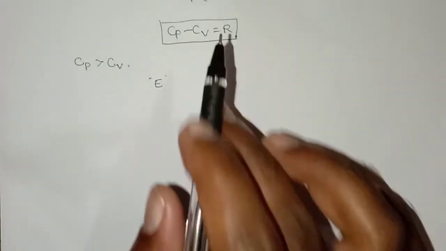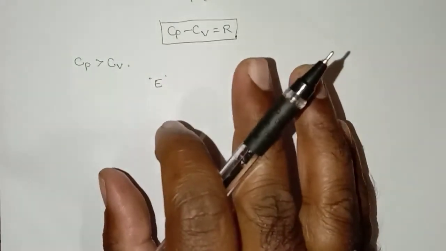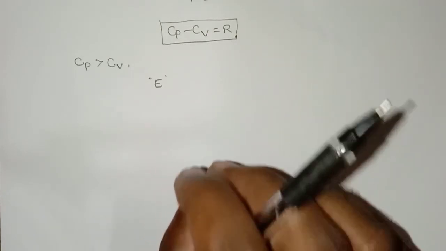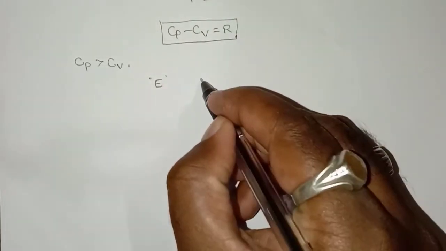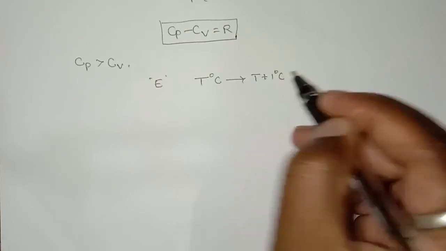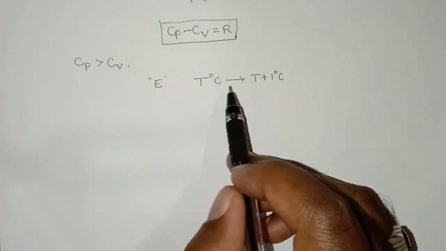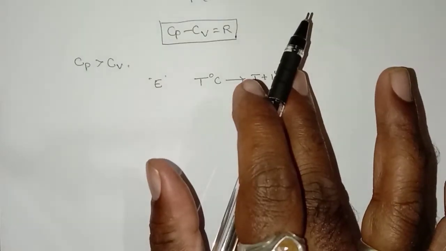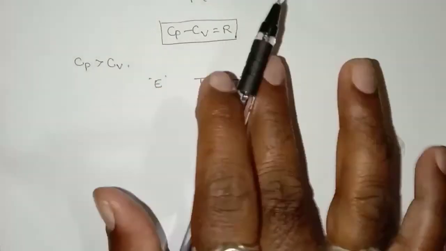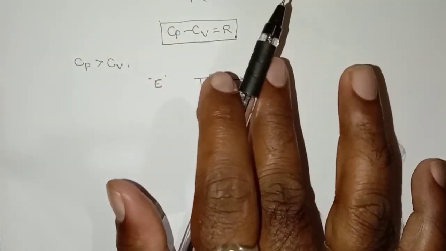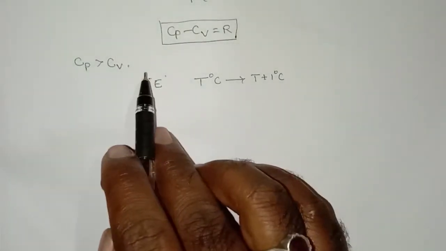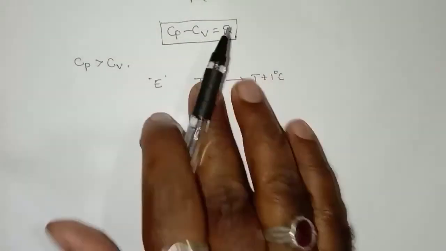That means if the temperature of 1 mole of a gaseous material is raised by 1 degree Celsius, that is from T degrees Celsius to T plus 1 degrees Celsius, the increase in its internal energy itself will give the molar heat capacity at constant volume. Other than the rise in internal energy, there will be no change in energy, so the value of Cv corresponds to the change in internal energy only.